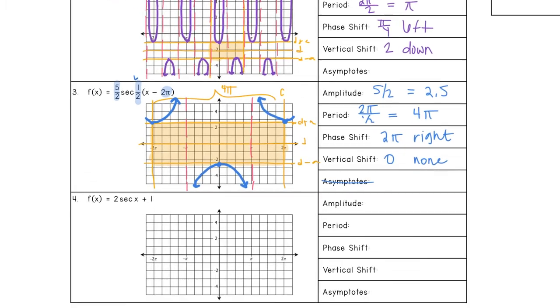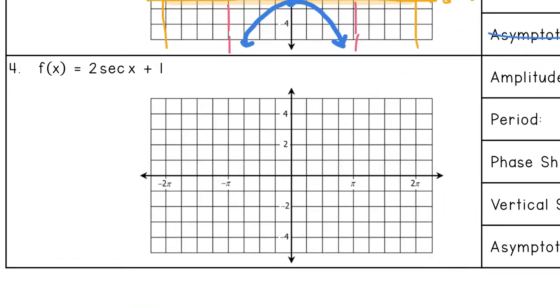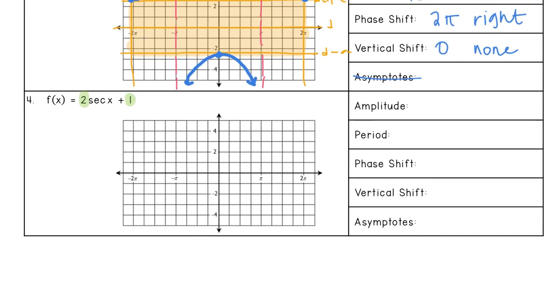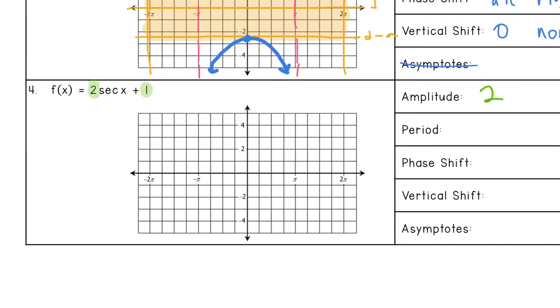Okay, and then last one, 2 secant x plus 1. This one, I feel like it's going to be a little easier just because there's not as many transformations. That 2 is our A because it's right in front. Period. Oh, B is 1. It would have been in front of the x. So 2 pi divided by 1 is still 2 pi.